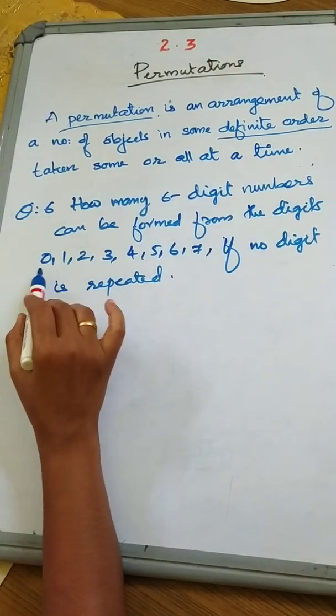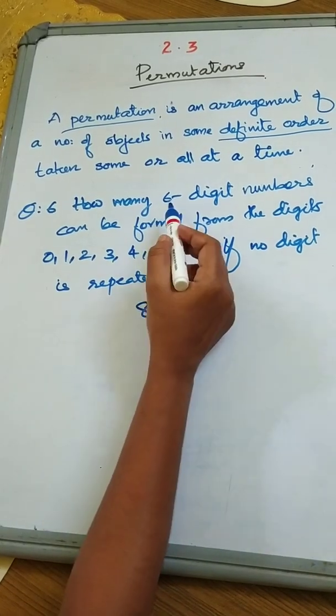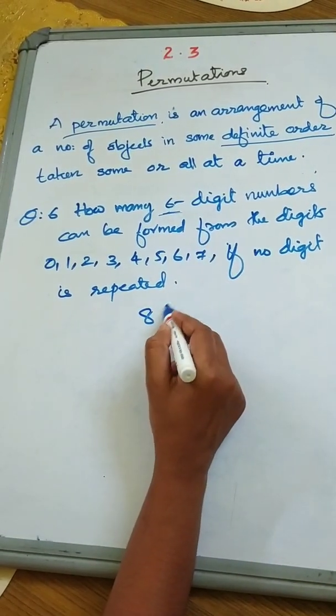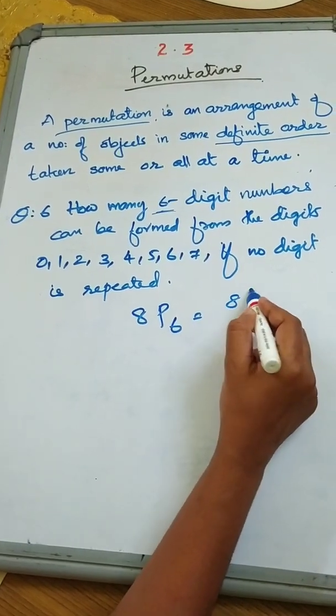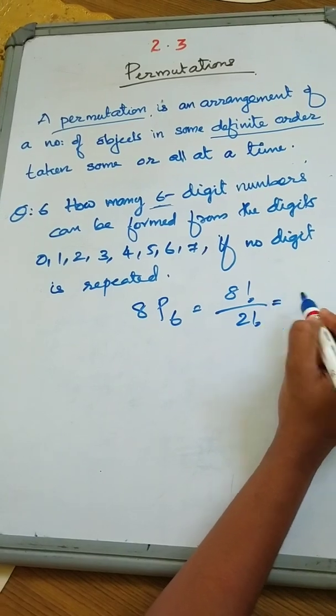Simple. How many digits are available there? 1 to 7 plus 0, so 8 digits are available. Among them we have to arrange how many? 6. So this is 8P6, and this is 8 factorial divided by (8 minus 6) factorial, that is 2 factorial.